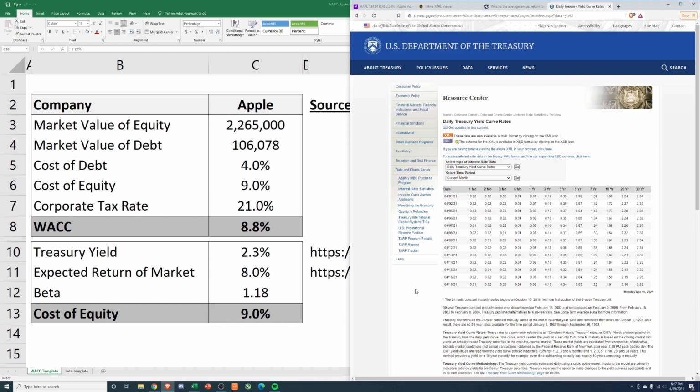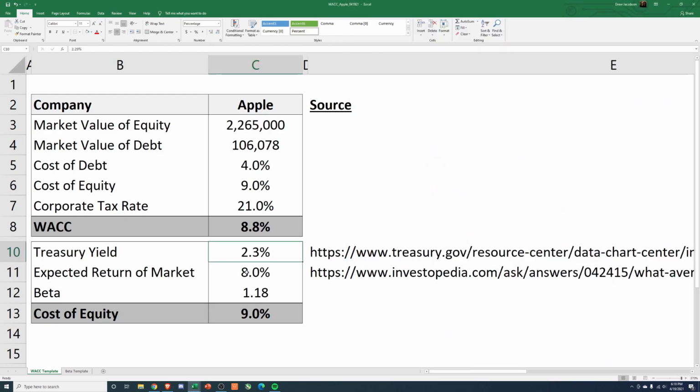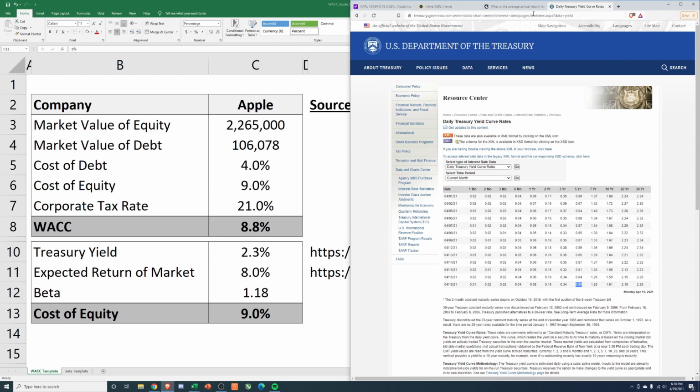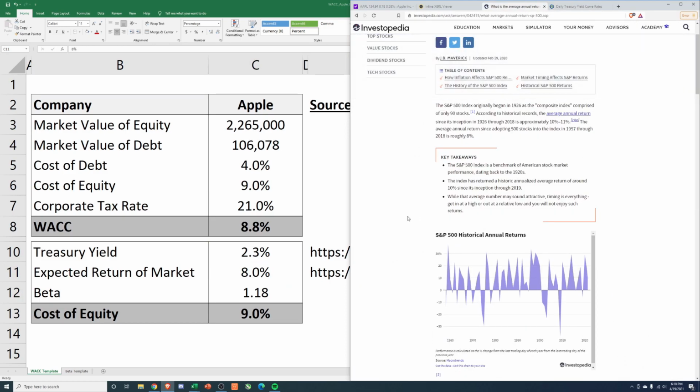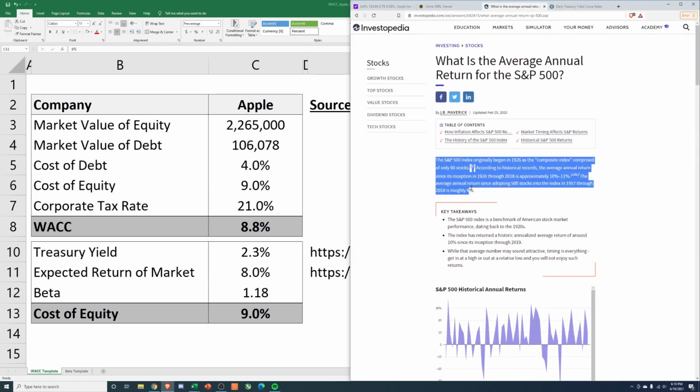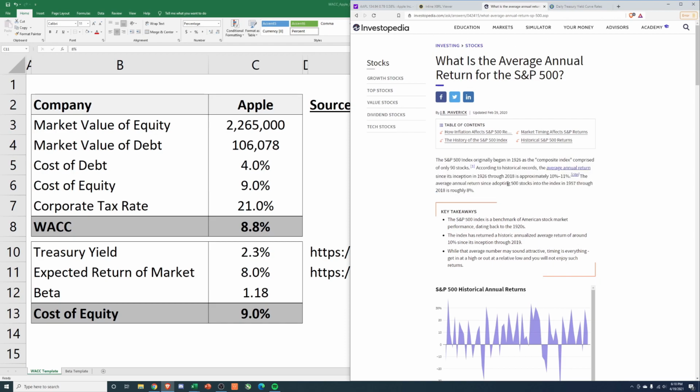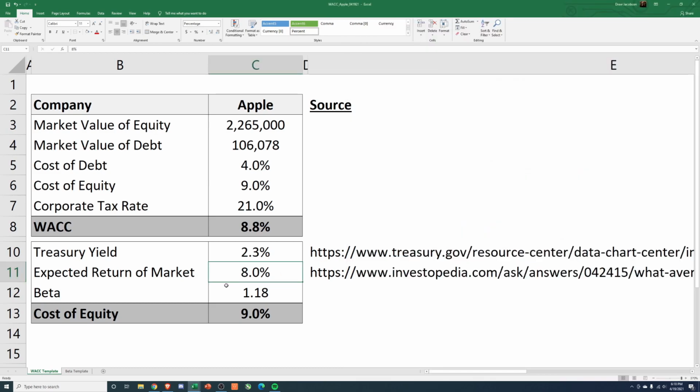If you're building a DCF and you want to calculate the company's WACC and you're doing a five-year time frame, you could come in and pull the five-year rate. Really just whatever time period you're looking at for the WACC you're calculating. Expected return on the market shows 8%. I mean, this isn't scientific. This is a Wikipedia or Investopedia article saying since 1957, when all 500 stocks were included, it's been roughly 8%. I think in school we used 7 to 9%, depending on the professor.